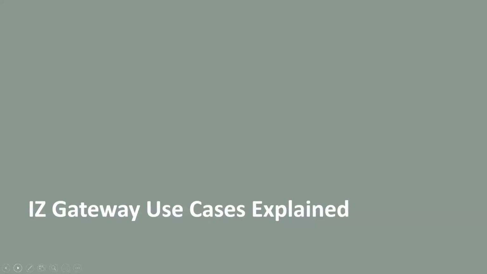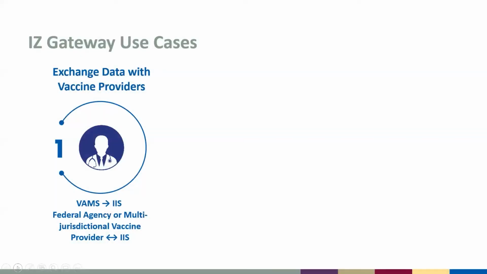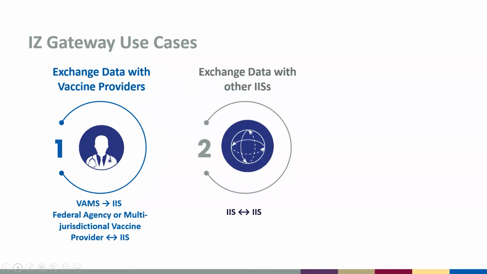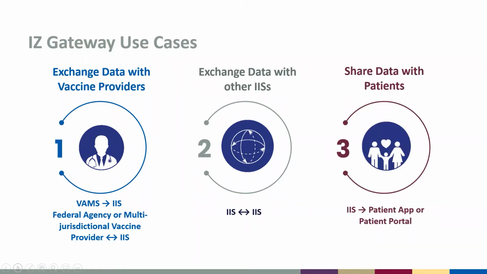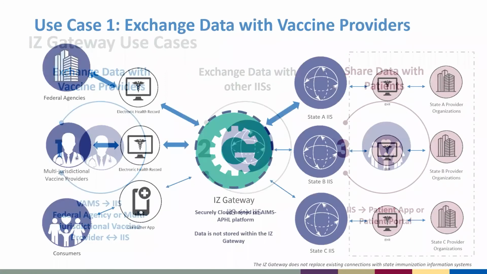All right, so we'll get into some of the use cases. There are 3. Starting with the first and most importantly for today's discussion is data exchange with vaccine providers. And that can be federal agencies or multi-jurisdictional providers in the more general sense. And that can be long-term care facilities or skilled nursing facilities, et cetera. And then data exchange with other IIS. And then finally, data exchange with consumers via patient applications or portals.